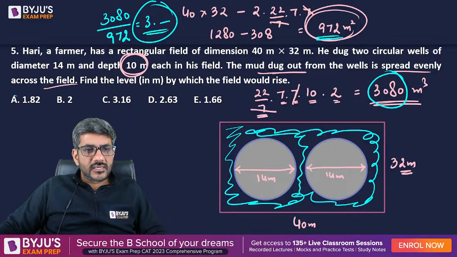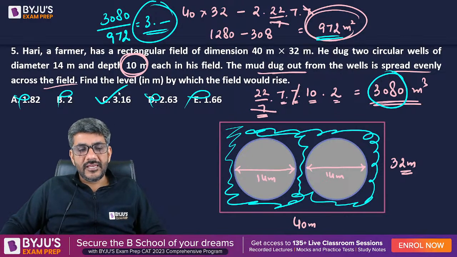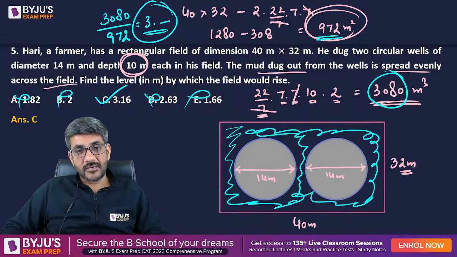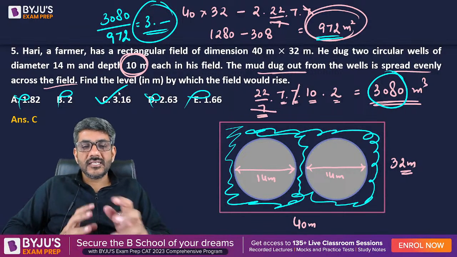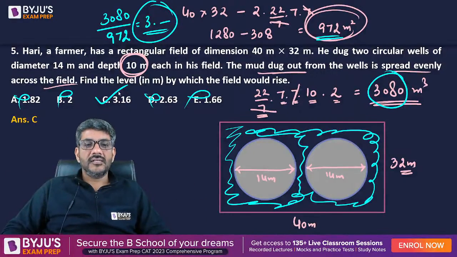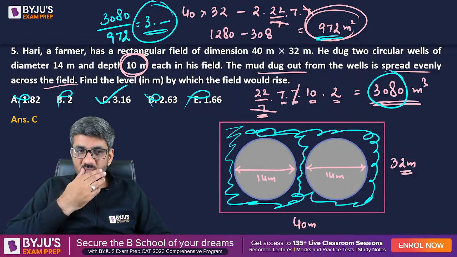So 3 point something cannot be this, cannot be this, cannot be this. Yes, my answer for this question would be option C. 3.16 is the height for which this mud would be spread across this. So my answer is 3.16.